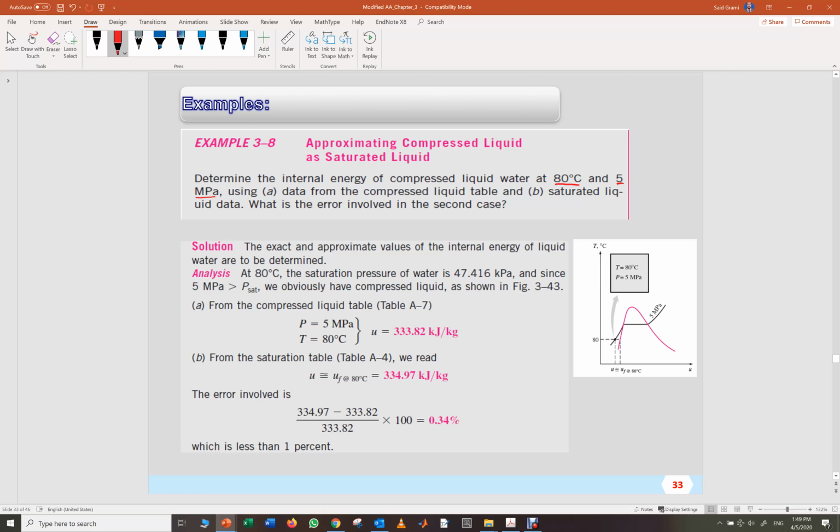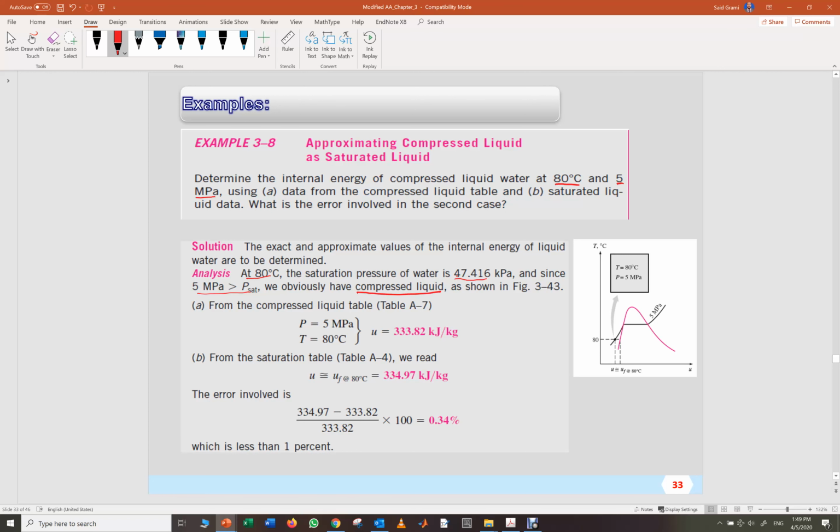So here at 80 degrees C, the saturation pressure of water is 47.416 kilopascal. And since 5 megapascal, which is the pressure of the liquid, is bigger than Psat, we have compressed liquid as shown in figure 3. So we are here at 5 megapascal, at 80 degrees C. So U can be approximated by Uf at 80 degrees C. The phase description is compressed liquid.